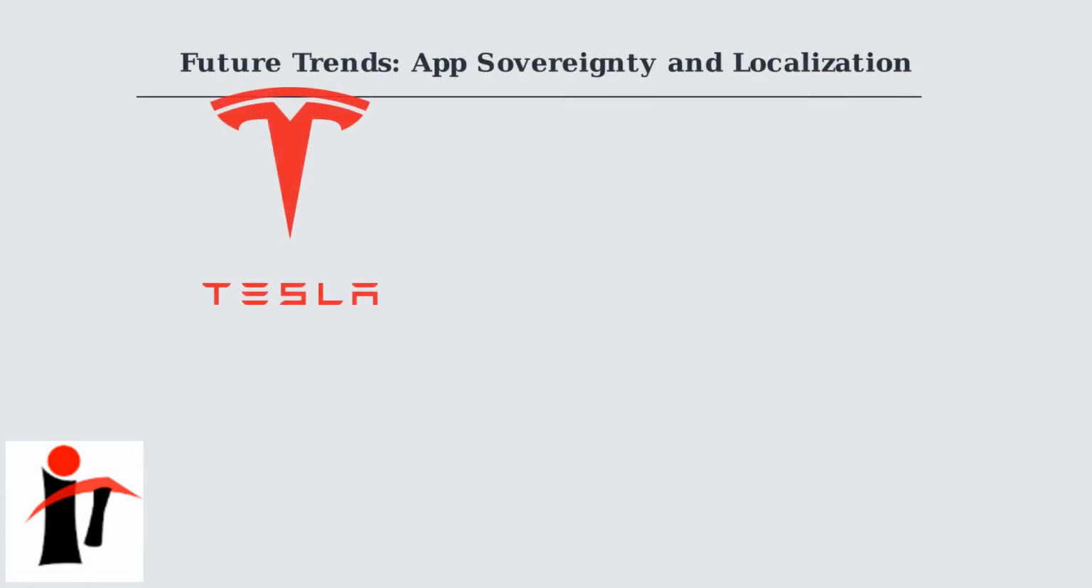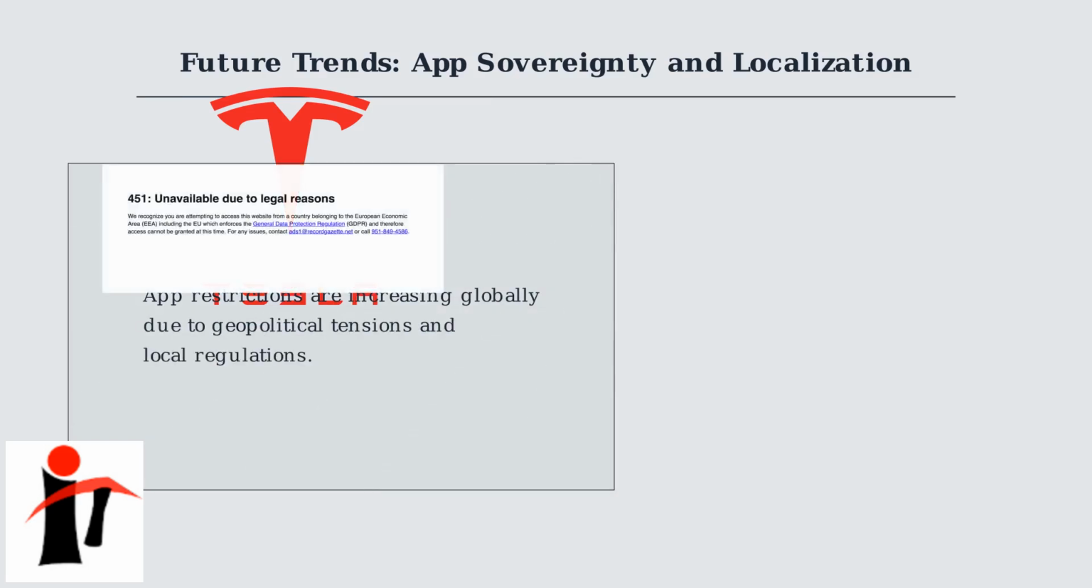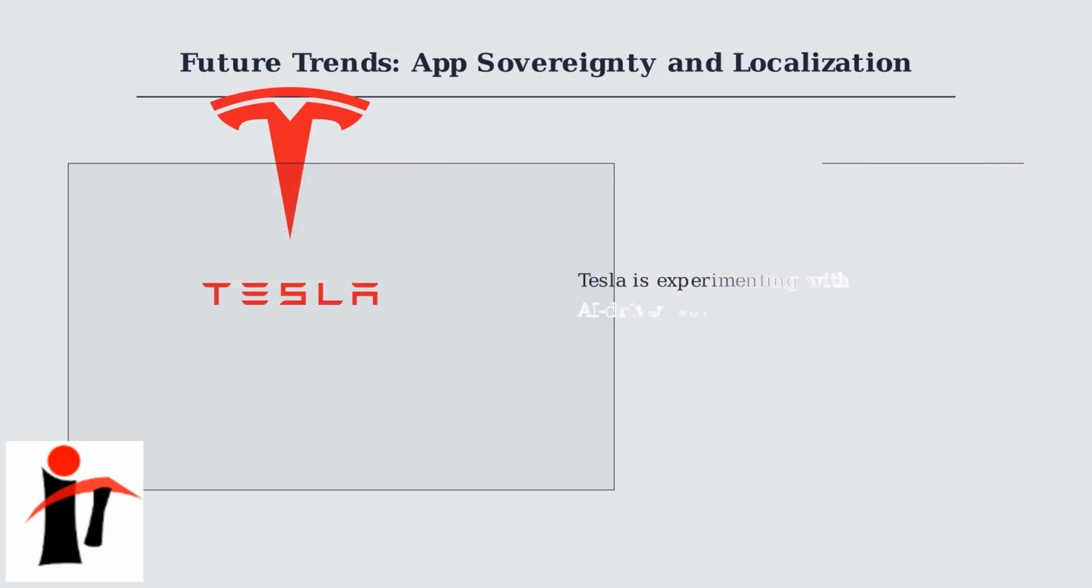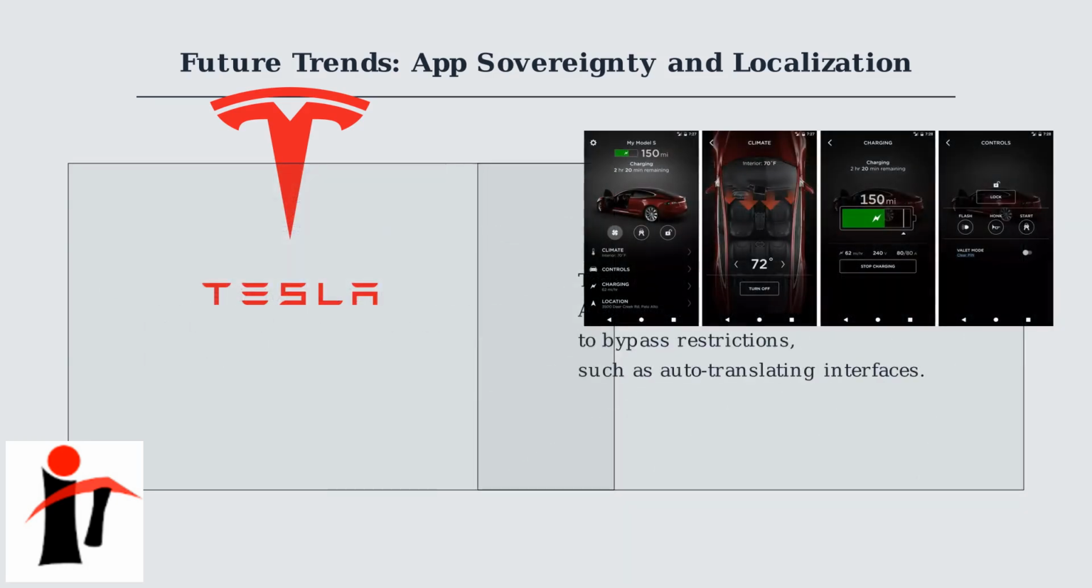This case study demonstrates the real-world impact of regional restrictions and highlights the need for developing region-specific solutions. App restrictions are increasing globally due to geopolitical tensions and evolving local regulations. Countries are implementing stricter data localization laws and content filtering, leading to more app blocks like Tesla's 451 error. Tesla is experimenting with AI-driven app personalization to bypass these restrictions. This includes auto-translating interfaces for different languages and regions, adapting content to comply with local laws while maintaining core functionality.